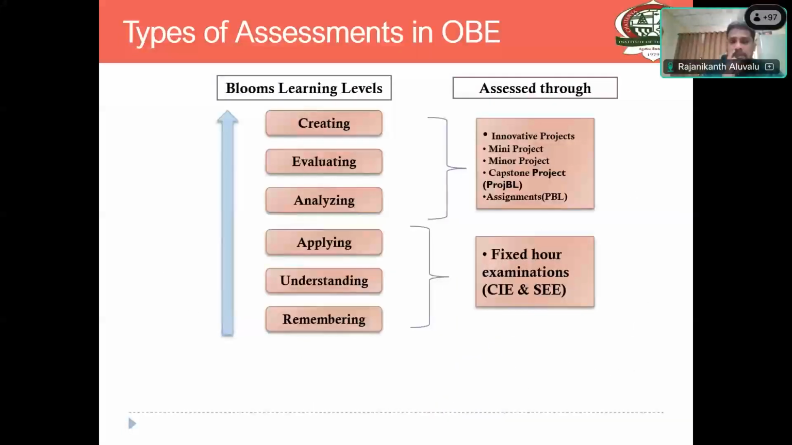So now, the types of assessment in OBE. When we talk about OBE, we have a tool for the learning levels to be assessed, and the same learning levels are already a part of the course outcomes when we design the course outcomes, right? So we have the Bloom's learning levels from remembering to the creating level. And when we plan assessments, these assessments need to be for the various levels of the Bloom's as already mentioned with the course outcomes.